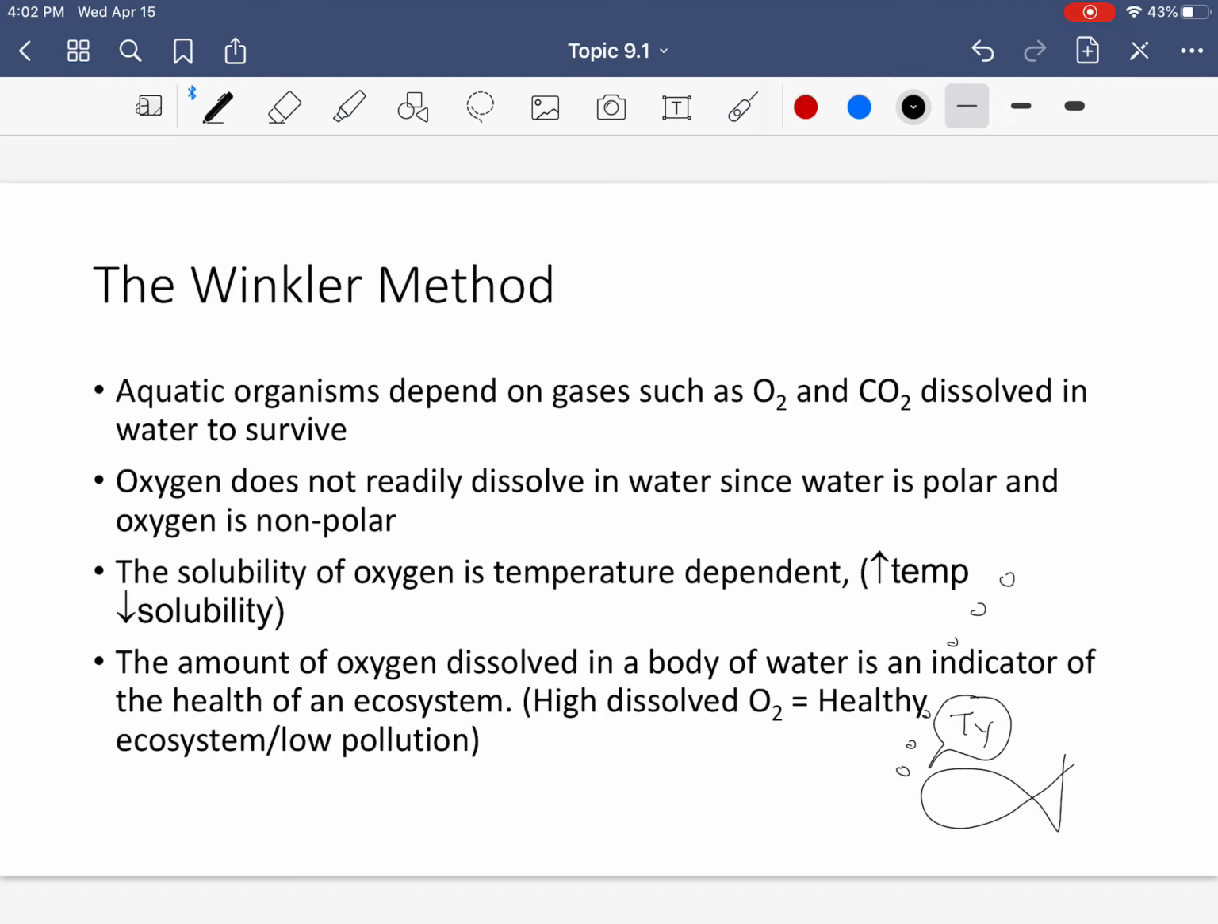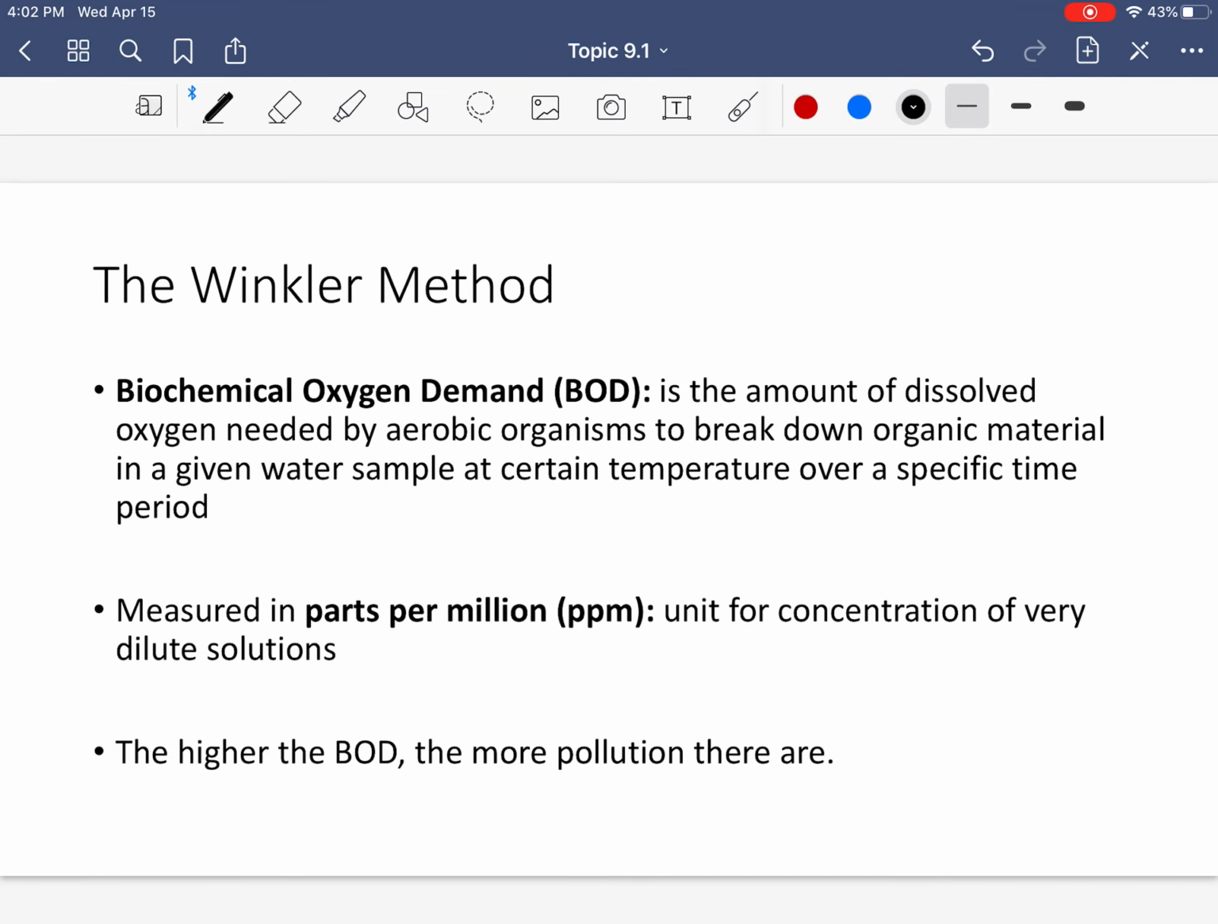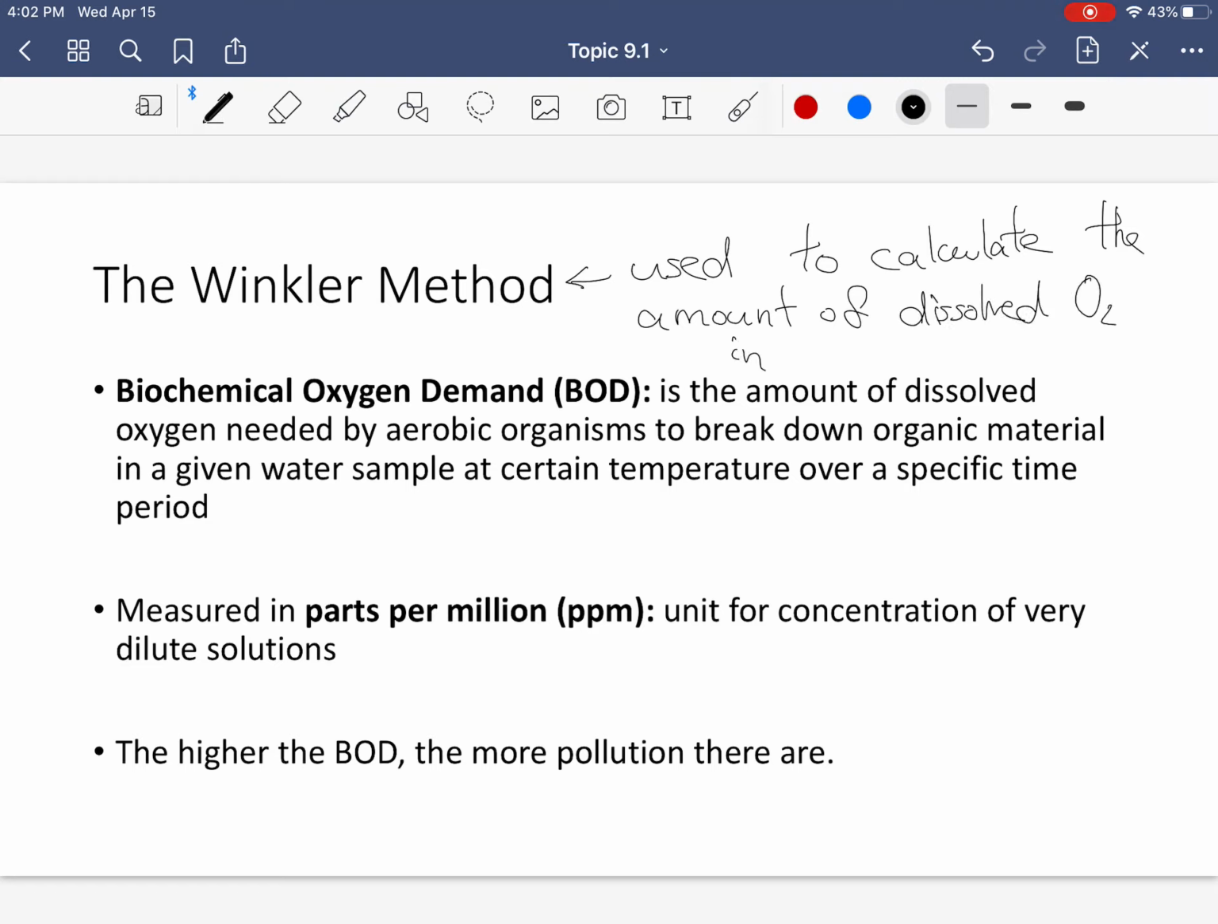Now let's take a look at what the Winkler method does. The Winkler method is used to calculate the amount of dissolved oxygen in water. You do your experiment to discover that number.